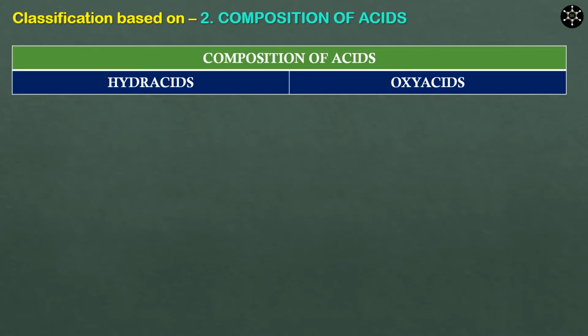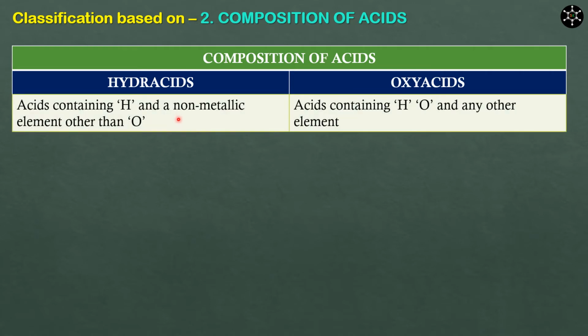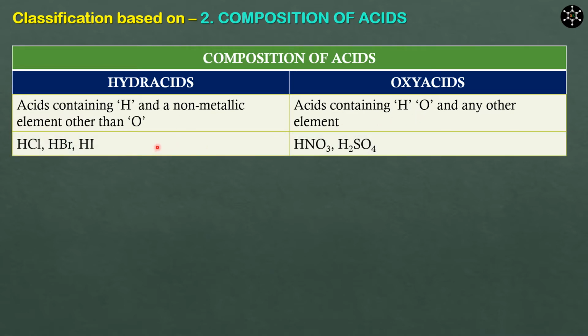Based on composition of acids, we have two types, hydracids and oxyacids. Hydracids will have hydrogen and a nonmetal which is not oxygen, and oxyacids will have hydrogen and oxygen with any other element. Example, for hydracids, hydrochloric acid, hydrobromic acid, hydroiodic acid are few. For oxyacids, nitric acid, sulfuric acid are few examples.